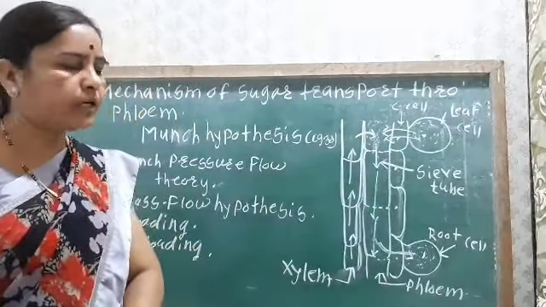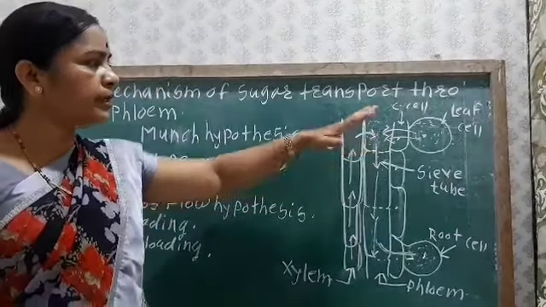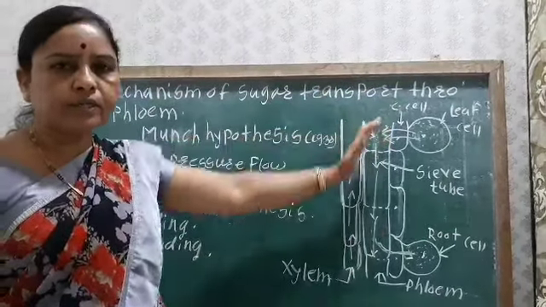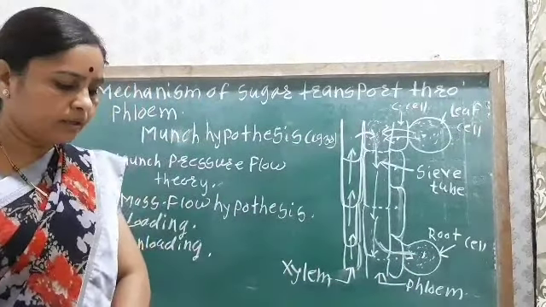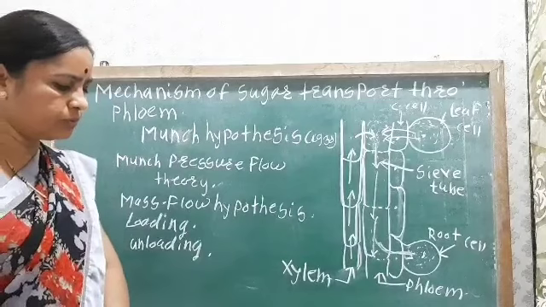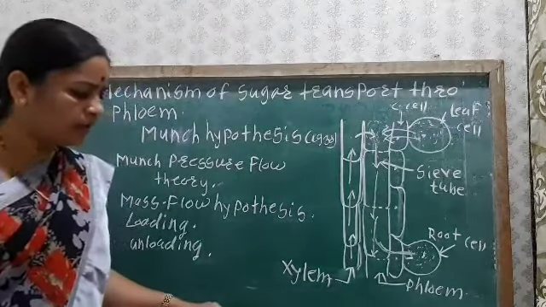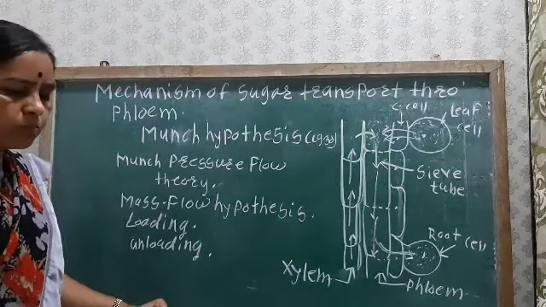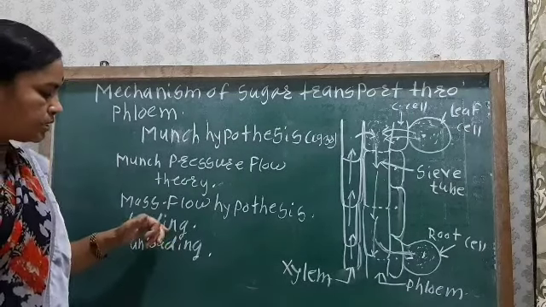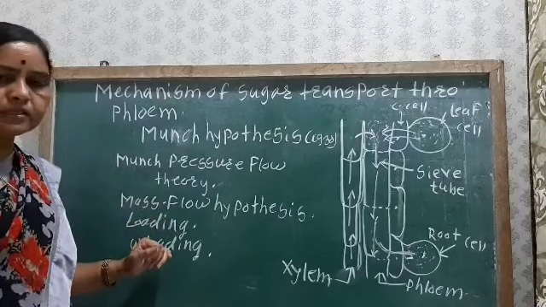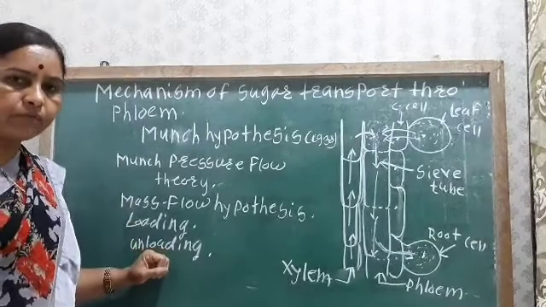Okay, so here the movement of the food takes place from the high concentration to the low concentration. Okay, so it is about the transport of the food. So see, here the transport of the food takes place by the two processes. One is the loading of the vein and another is the unloading of the vein.